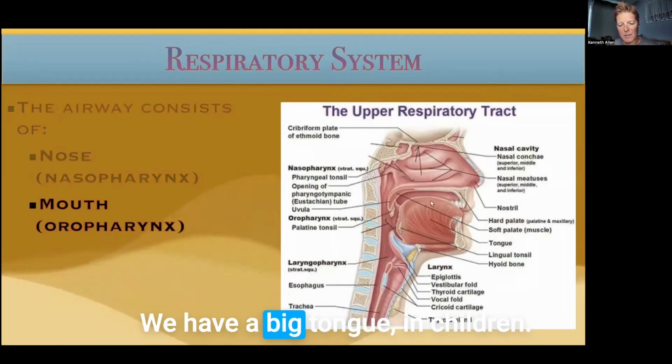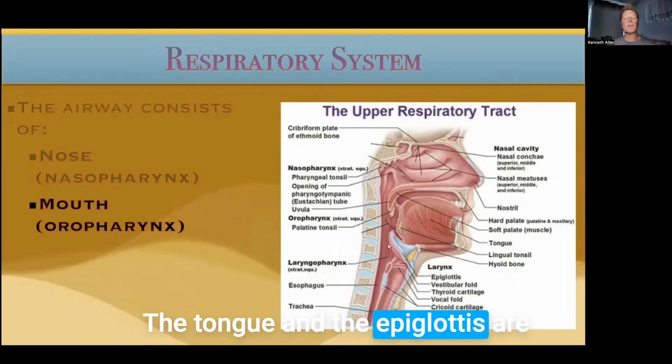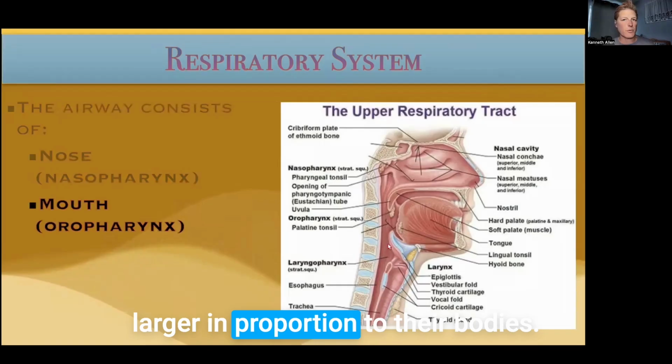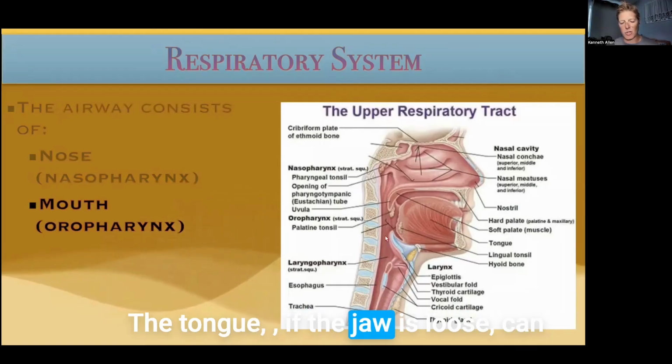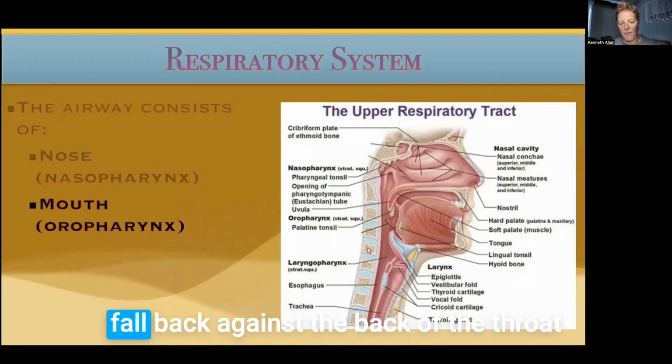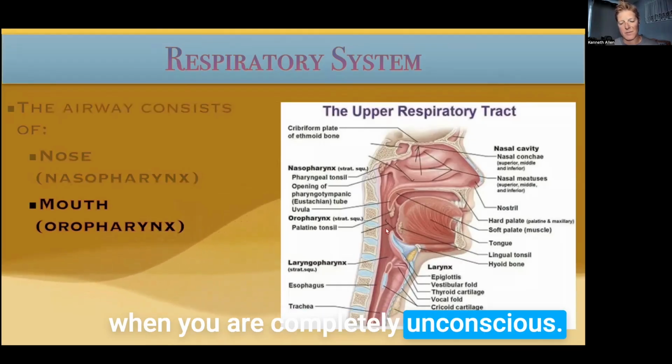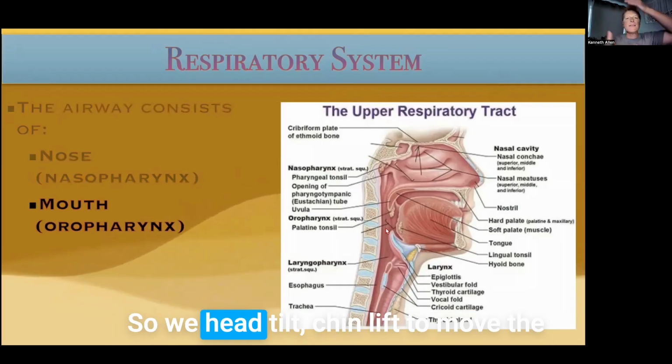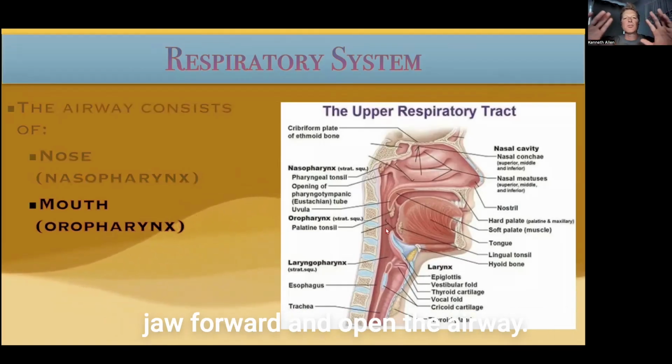We have a big tongue in children. The tongue and the epiglottis are larger in proportion to their bodies. The tongue, if the jaw is loose, can fall back against the back of the throat when you are completely unconscious. So we head tilt, chin lift to move the jaw forward and open the airway.